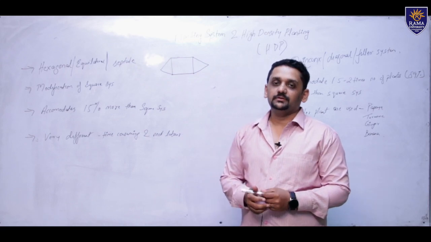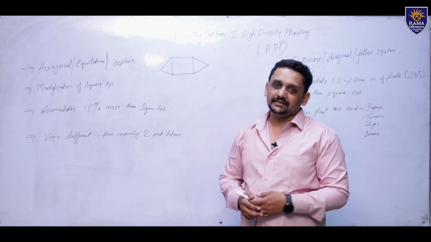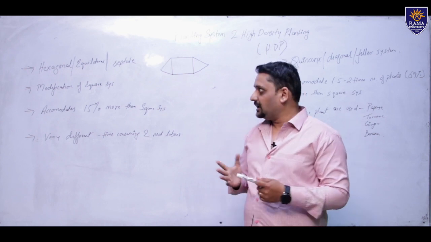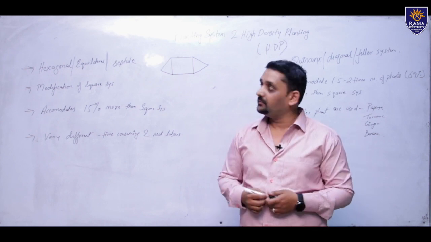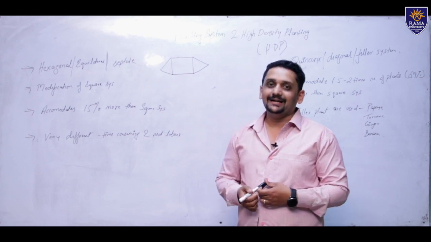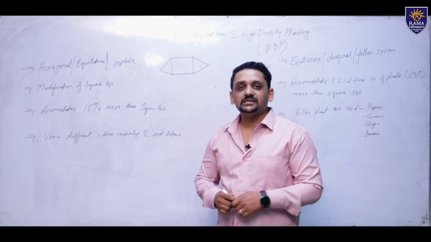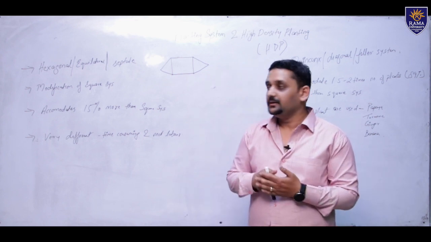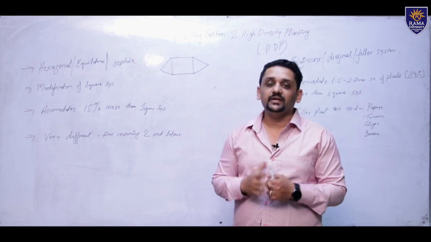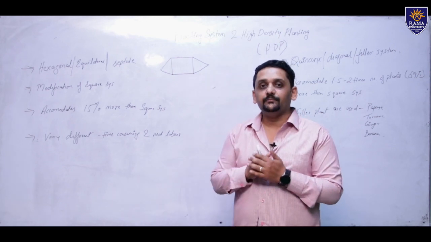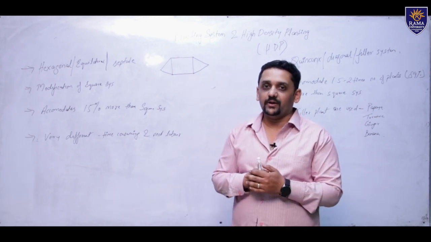Now coming to the third type of planting system, which is known as the hexagonal system, or the other word for the hexagonal system is the equilateral triangle planting system. In this hexagonal system, it can be said that it is a modification of the square system, and it accommodates about 15% more plants than the square system.